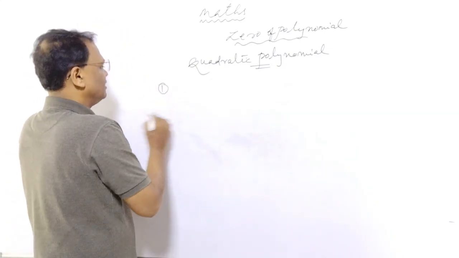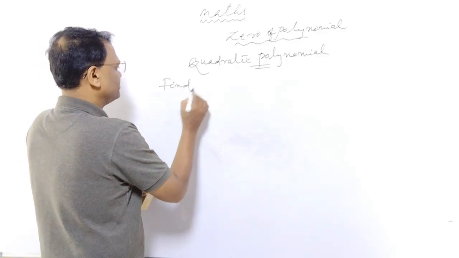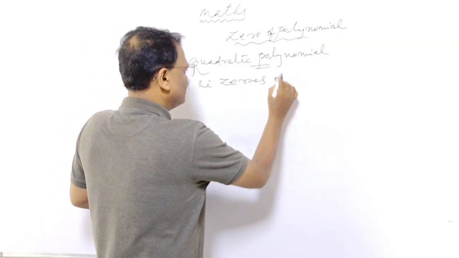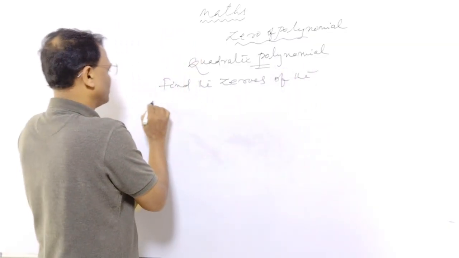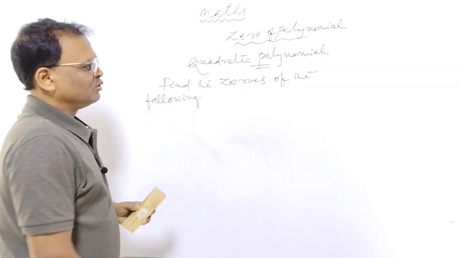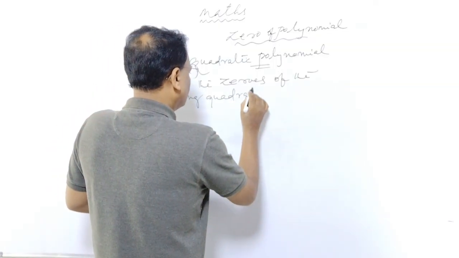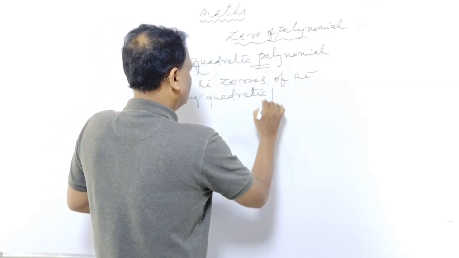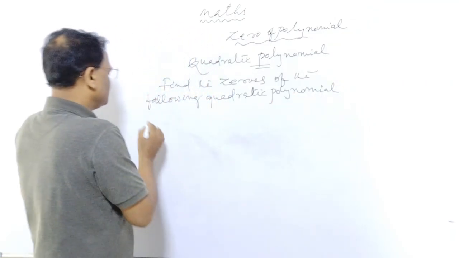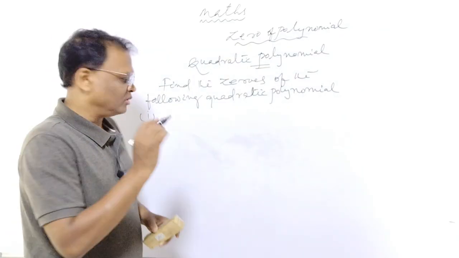First, the heading is: find the zeros of the following quadratic polynomial. So let me start with one example. We are going to find the zeros of the quadratic polynomial.